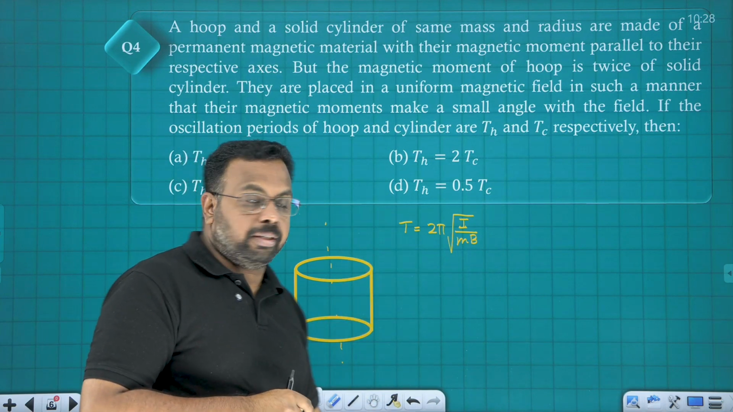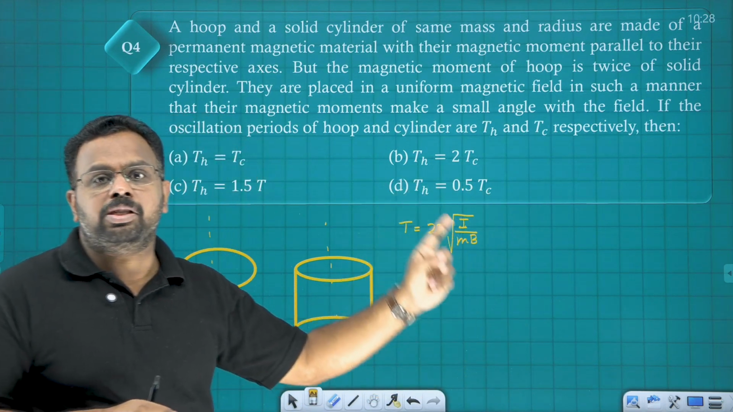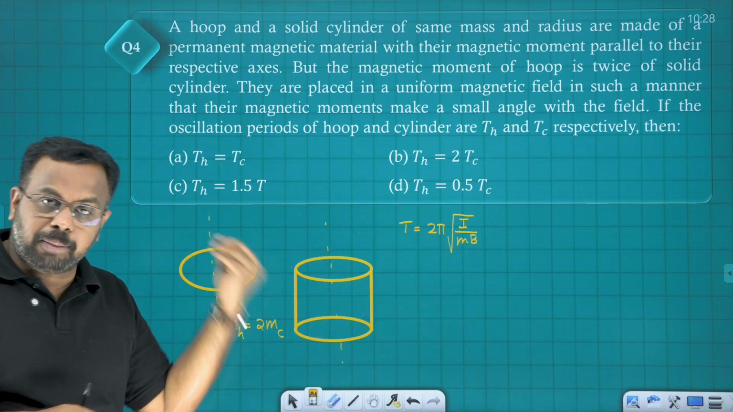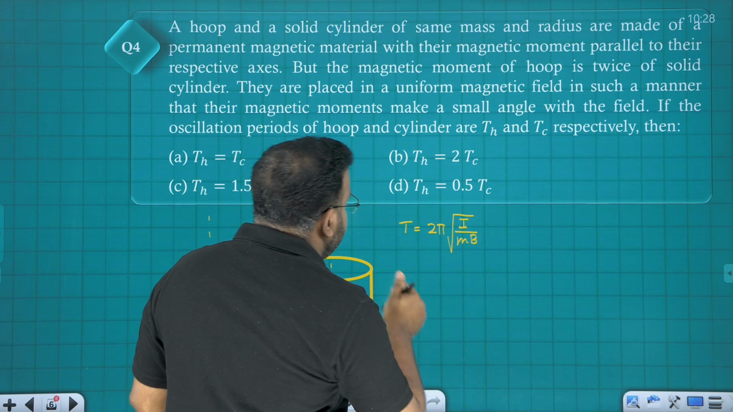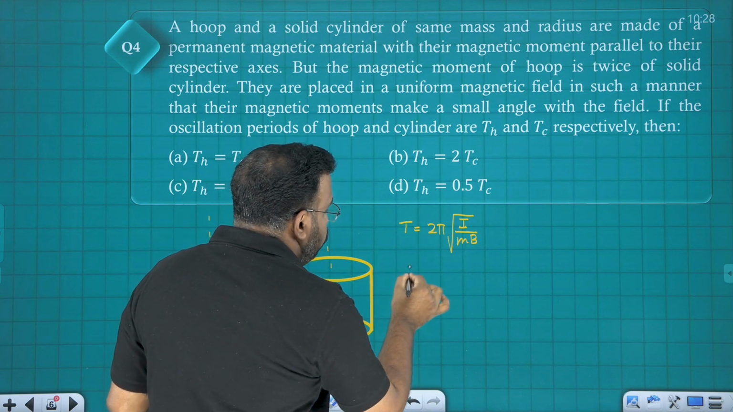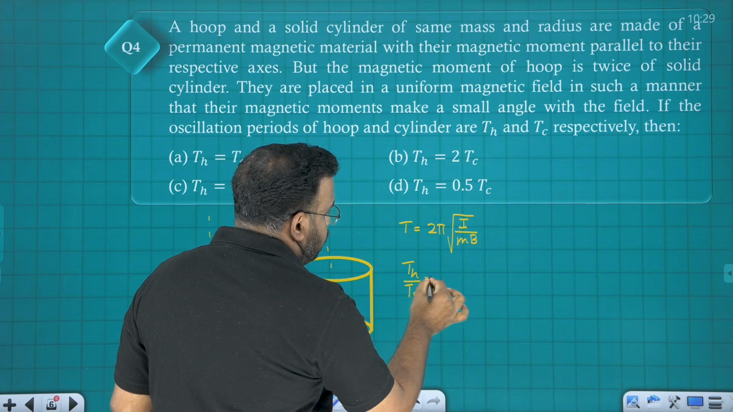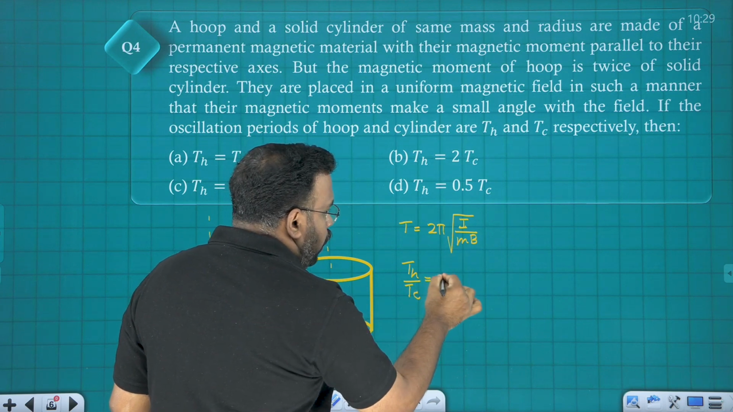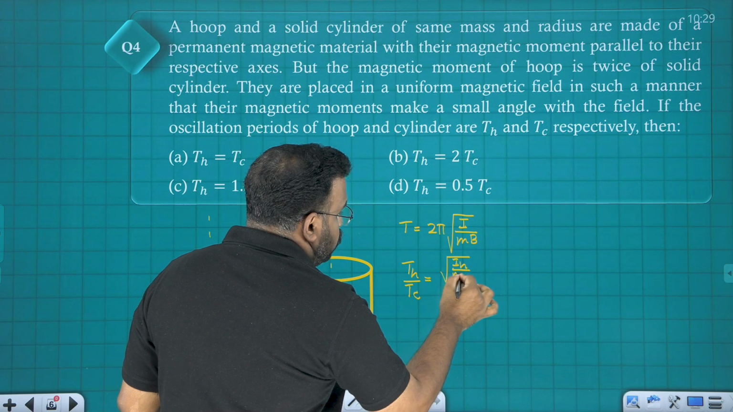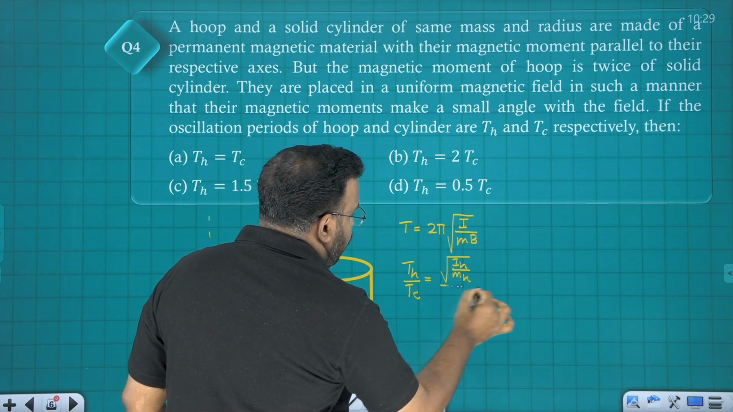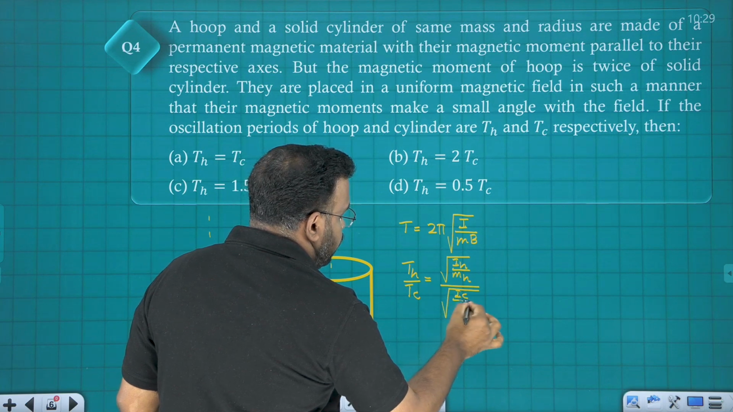2 pi is a constant. What is I in this equation, dear students? I is the moment of inertia of that substance, the moment of inertia of the body. So we have to get a relation between TH and TC. So if you are taking the ratio TH by TC, how can we write it? Root of IH by MH divided by root of IC by MC.